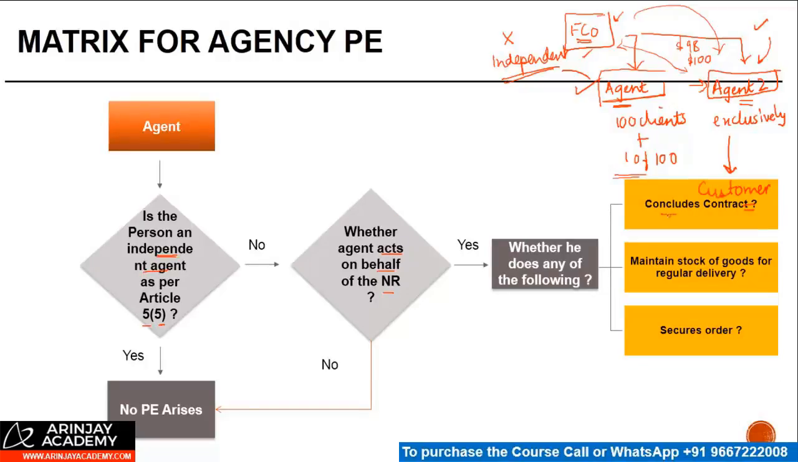Does he conclude contract on behalf of the non-resident? Is he maintaining a stock of goods for regular delivery for the non-resident? Is he securing order for the non-resident? If a person is not an independent agent and he does any of these three while acting on behalf of the non-resident, he is said to be a dependent agent, which can constitute a PE of the non-resident, and in that case, the income of the foreign company will be taxable in India.